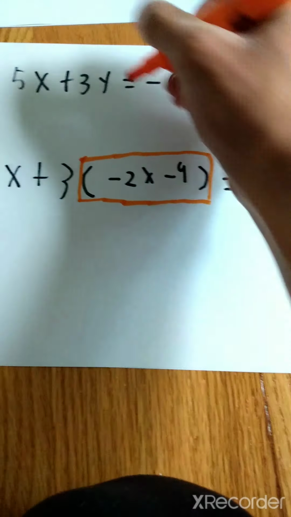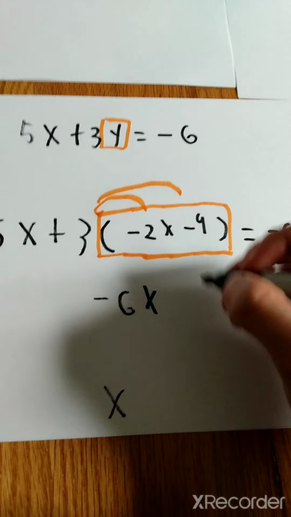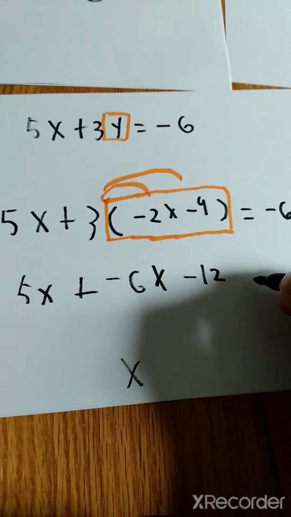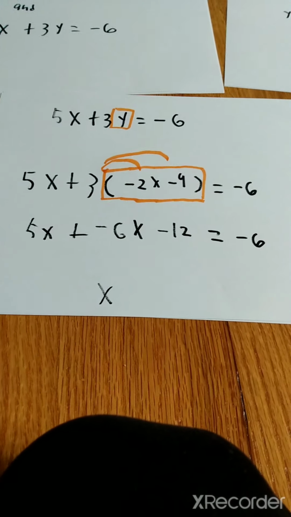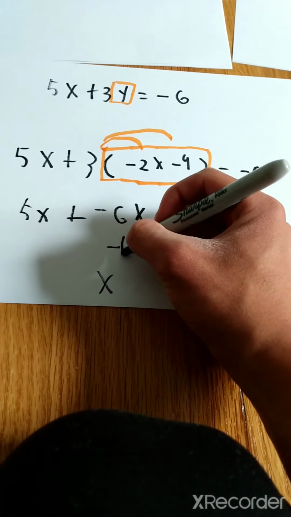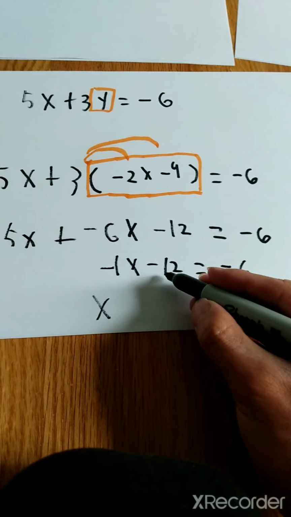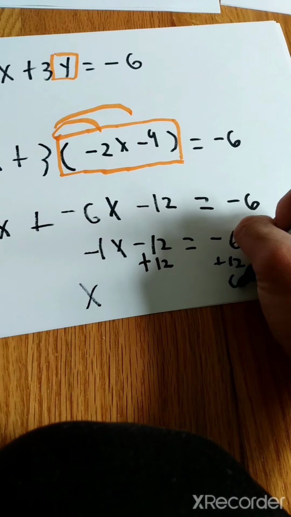Let's simplify. So we have 3 multiplied by negative 2x. That's going to be negative 6x, and 3 multiplied by negative 4 is going to be negative 12. That is the y part. So we have 5x plus negative 6x minus 12 equals negative 6. So we get to combine like terms, then simplify. 5x and negative 6x will bring us to negative 1x, minus 12 equals negative 6. Since that's a negative, when we simplify, it'll become a positive. So we add 12 to both sides, and our answer for this is going to be 6.